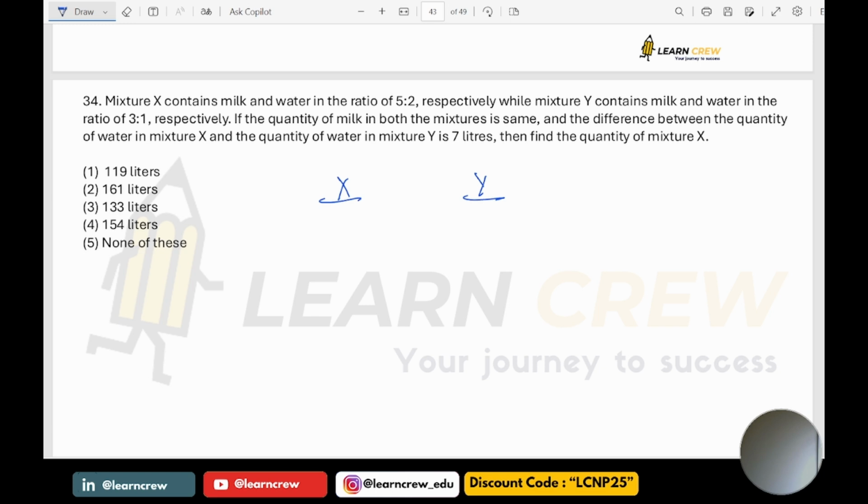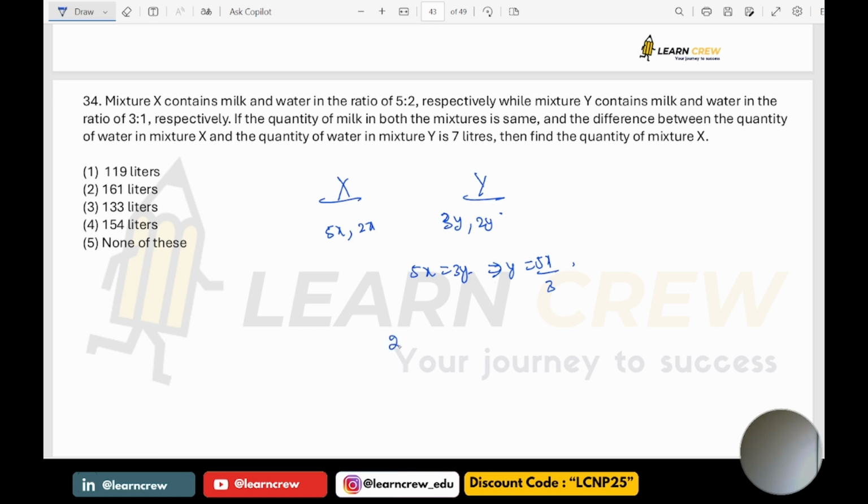and the quantity of water in mixture Y is 7 liters. Then find the quantity of mixture X. Mixture X: so please see here 5x and 2x. Here 3y and 2y. It is given that 5x is equal to 3y. So y is equal to 5x by 3.